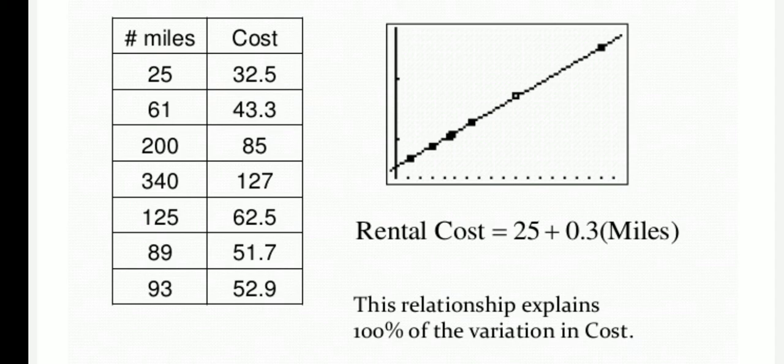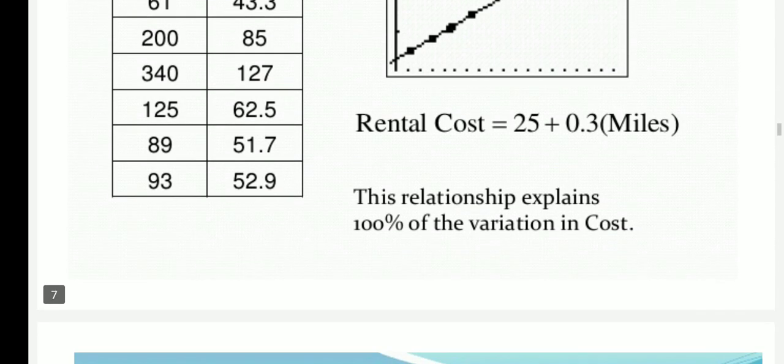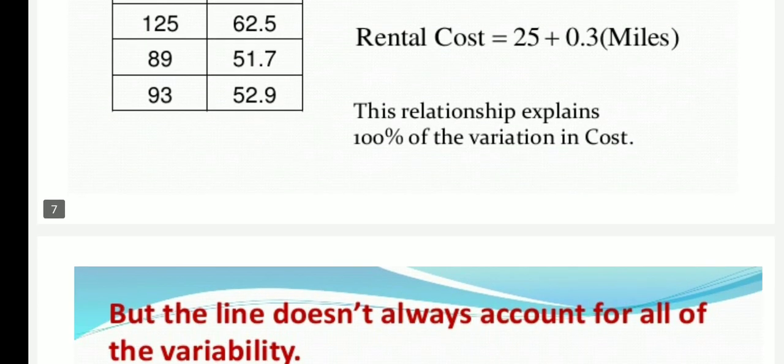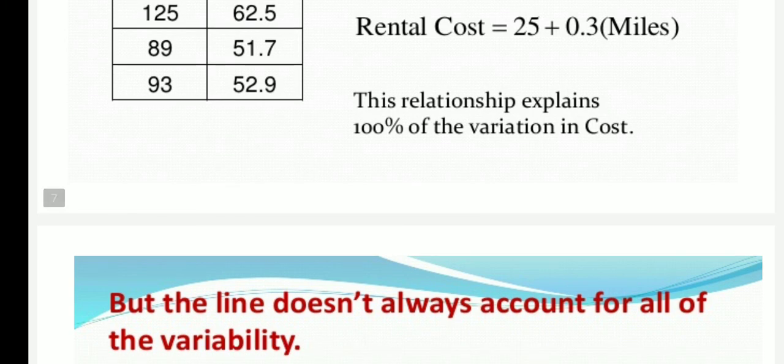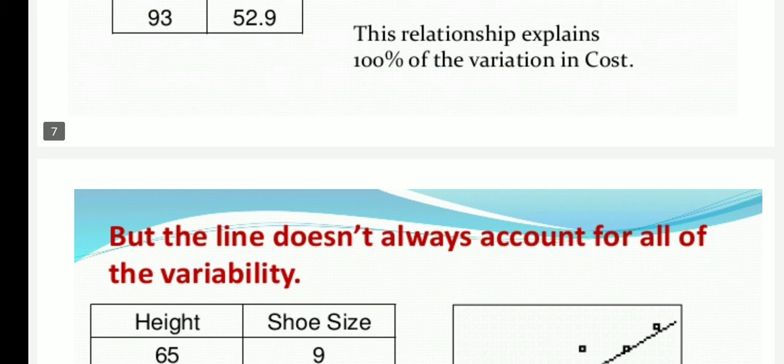It is not always true, it is very rare. A 100% relationship is very rare, because it is impractical and not always true. The line does not always account for all the variability.